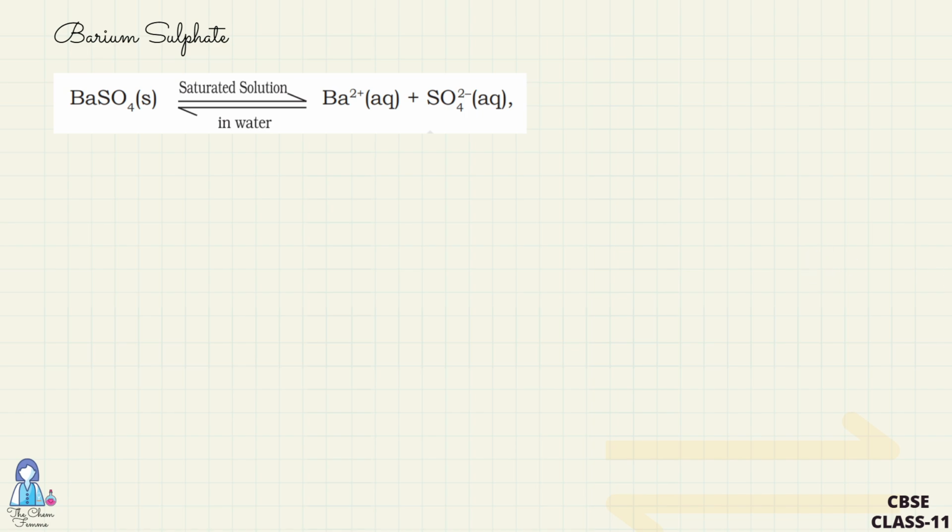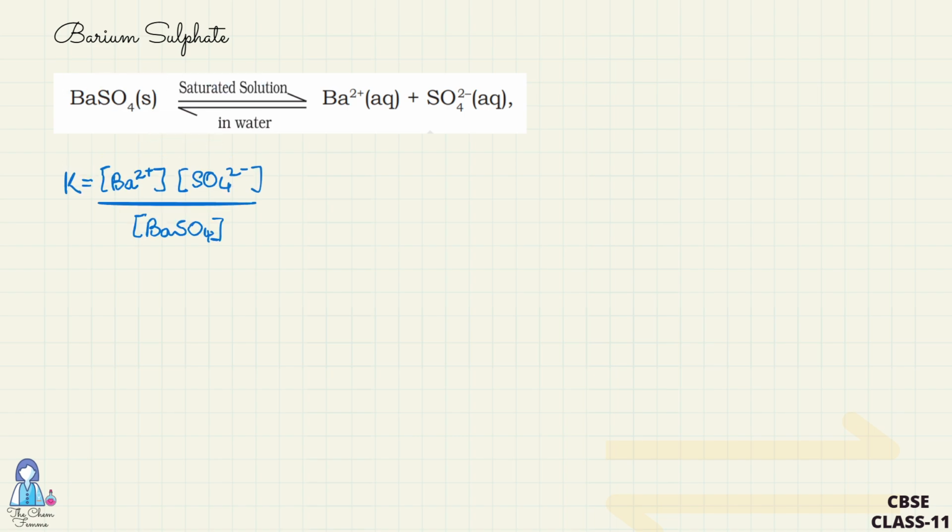So barium sulfate. In a saturated solution with water, barium sulfate gives you barium ions, Ba2+, and SO4 2- ions. These are formed. So the first step we're going to do, as always, is try to find the equilibrium constant.